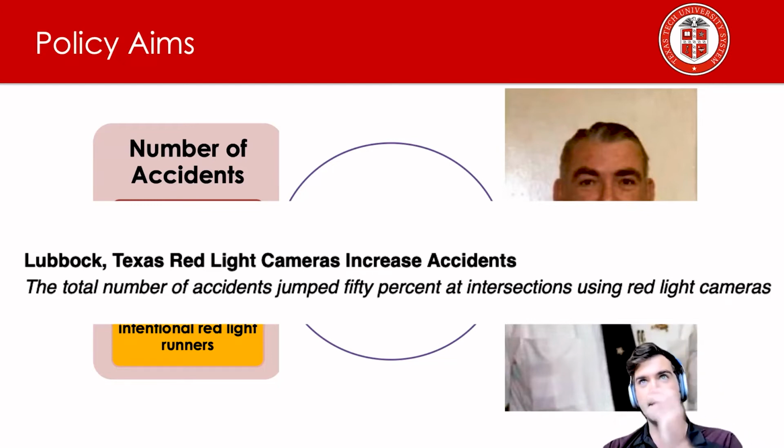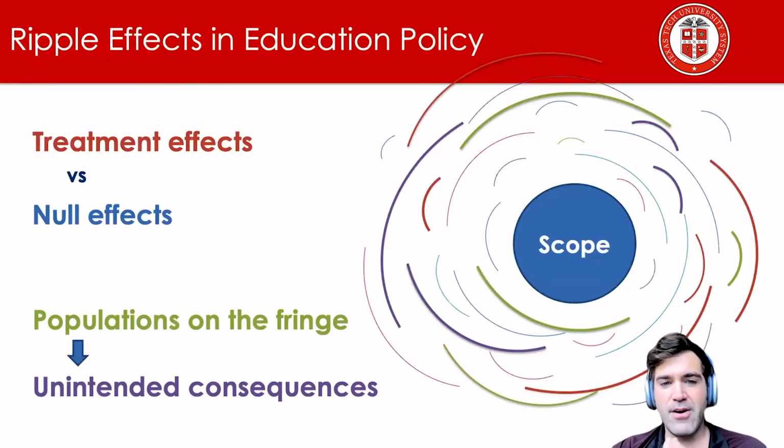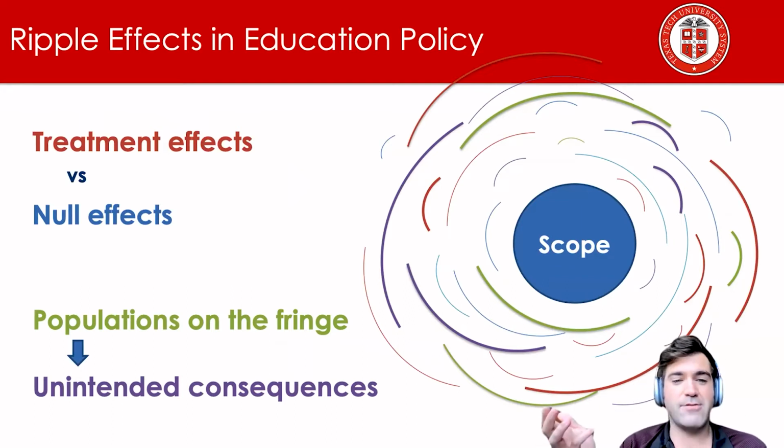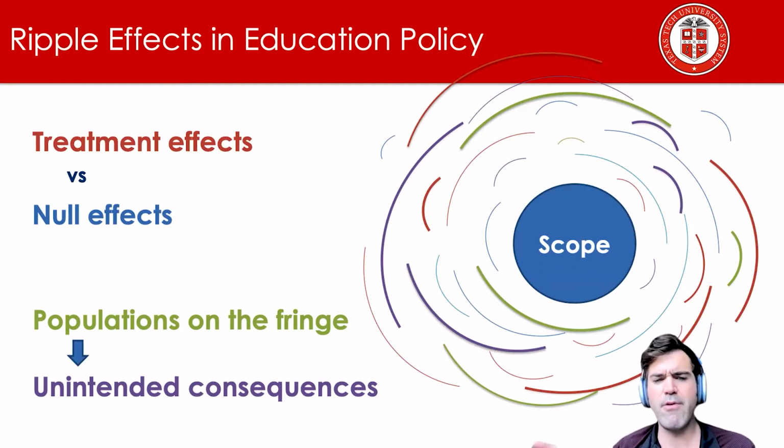Now, if we think about unintended consequences and populations that are often left out of discussion when it comes to a particular policy or decision, we get very quickly to the ripple effects in education policy and an understanding about how education policy can have effects beyond its intended scope. You may have heard of the term a treatment effect, which is the intended effect that a policy should have on a particular population, right? Versus a null effect, or that it didn't have any effect at all. But you often don't hear much about populations that occur on the fringe, or unintended consequences as a result of not considering those populations in these policy discussions.